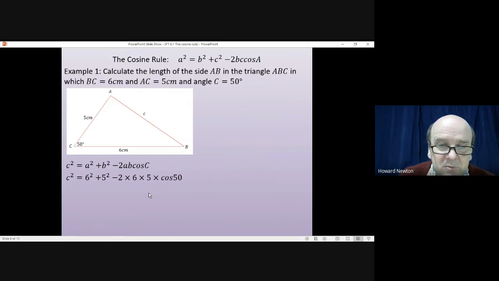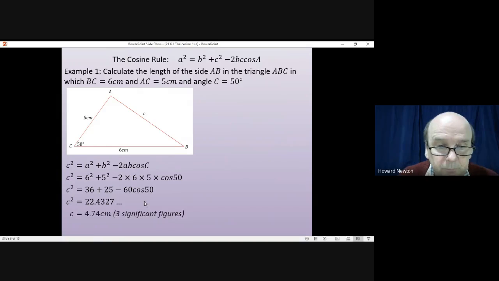And from here on, it is really just calculator work. That would simplify to that, which simplifies to 22.4327. And the last thing we need to do is square root that. When we square root it, we get 4.74.